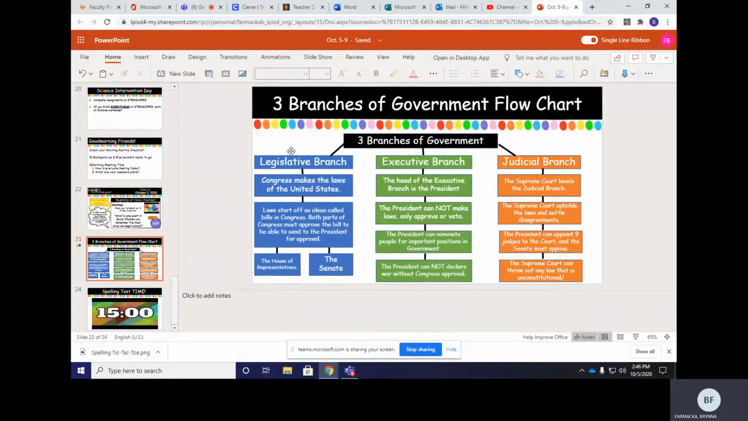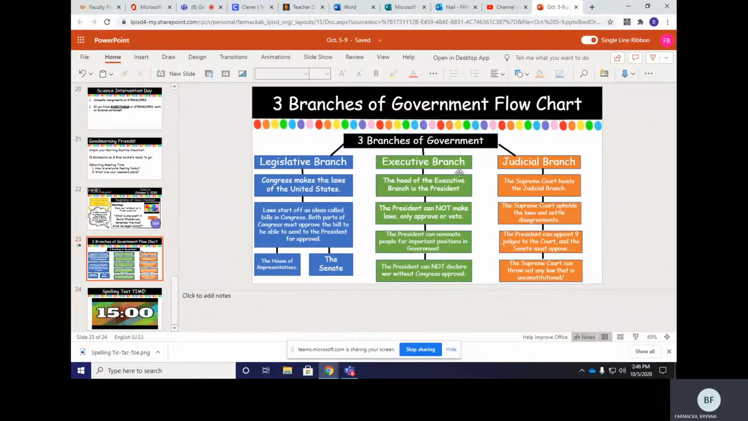So under the legislative branch, we have Congress who makes the laws, but Congress itself has two parts. It has the House of Representatives and the Senate, and bills, which are ideas of laws, have to get approved by both the House and the Senate in order to get sent to the president. In order for the president to approve it, you need to make sure that everything is approved in the House and Senate. So speaking of the president, let's move on to the executive branch.